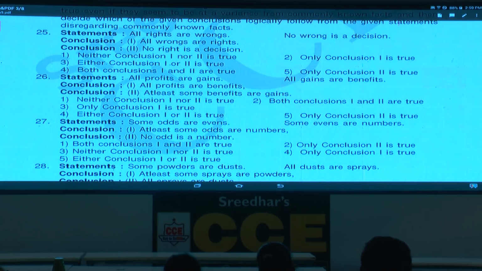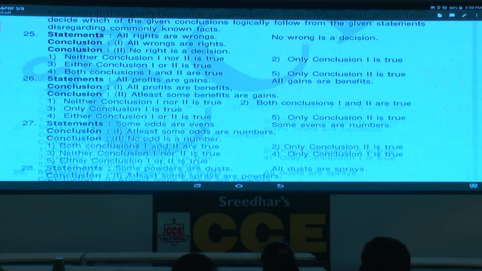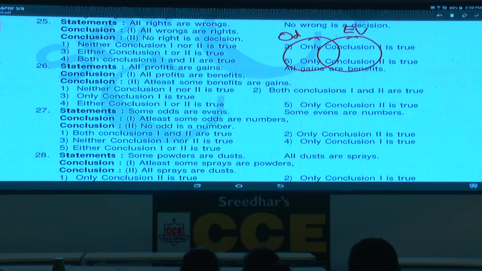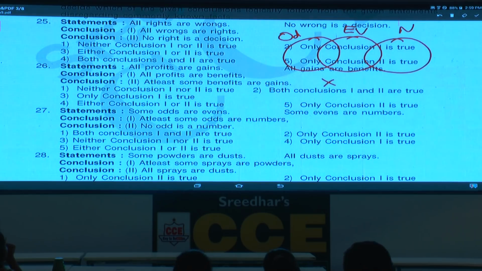Then coming to question number 27. Now in this 27, some odds are even. Some of the odds are even. How to represent this one? Some odd are even. Now these are odds and these are even. Next one, some evens are numbers. First one, some odds are numbers, that is false. No odd is a number, definitely true.